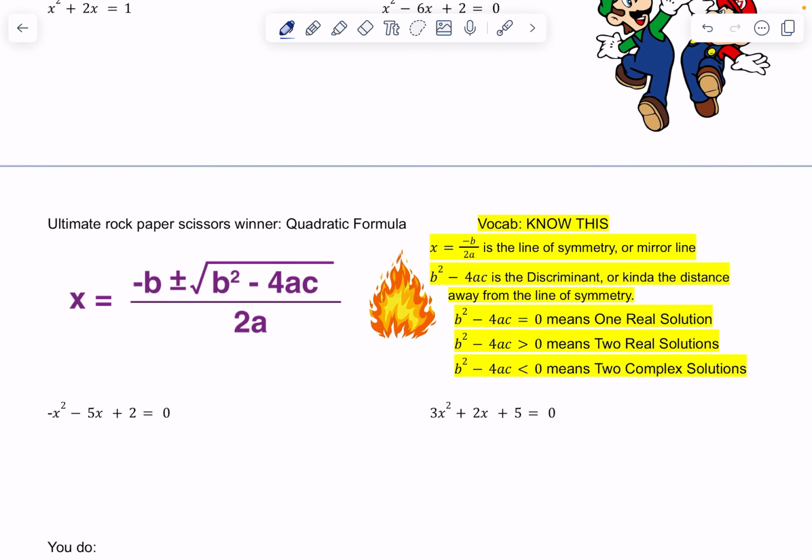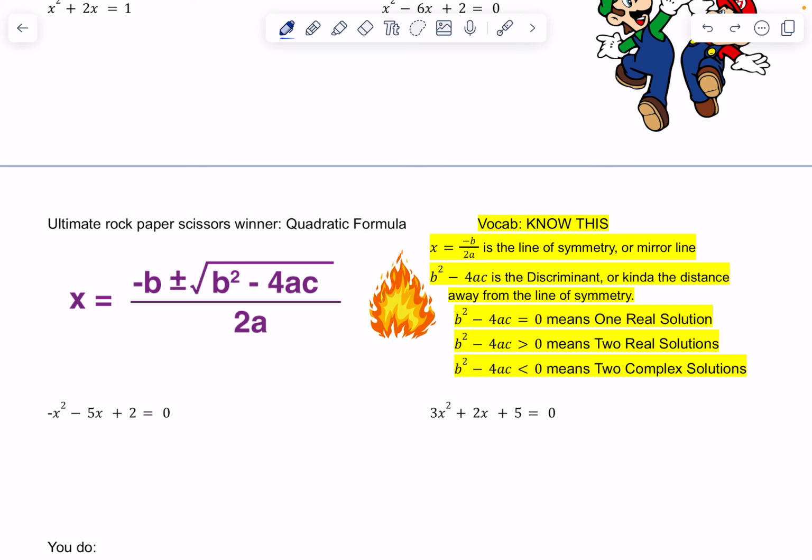The ultimate rock, paper, scissors winner is your quadratic formula. Again, boo. Not a big fan of it because it's just so many steps, so much work. But when it comes down to it, this will always win. It's kind of like playing rock, paper, scissors, and you choose fire because you're just going to burn the whole thing down. You'll win, but it's a lot of work.